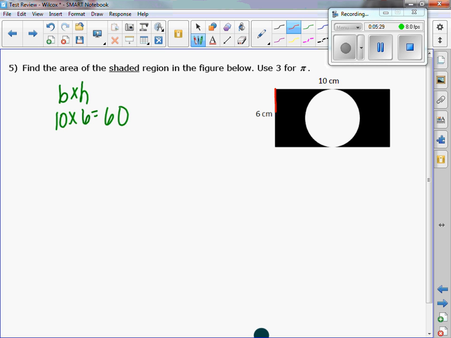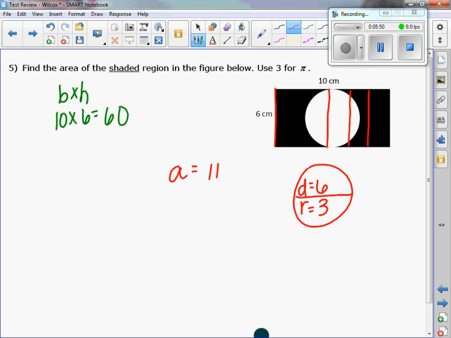If the side length of this rectangle is 6, that means the side length is 6 all the way throughout the rectangle. It means my diameter of my circle is 6. So if my diameter is 6, my radius would be half of that, which is 3. The formula for the area of a circle is pi times the radius squared, or pi times the radius again.